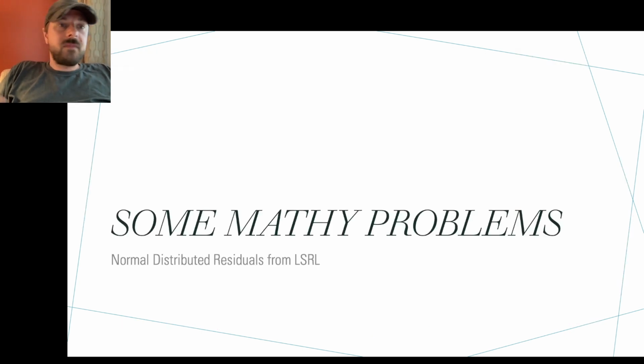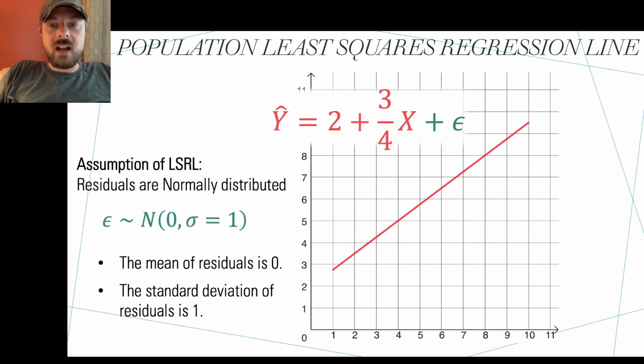So let's do some mathy problems to see how this works. Let's go back to our original least squares regression line, where we had 2 plus 3/4 X plus an epsilon. And epsilon was normally distributed with a mean of 0 and a standard deviation of 1. And if I plugged in x equals 4, I'm supposed to get 5. But what if I actually got 4?